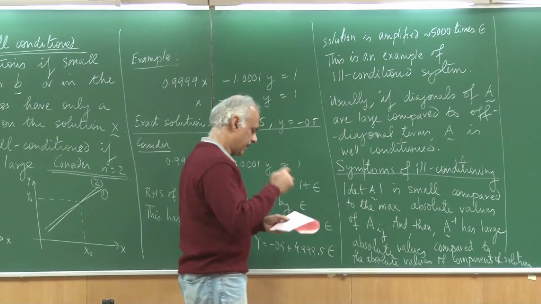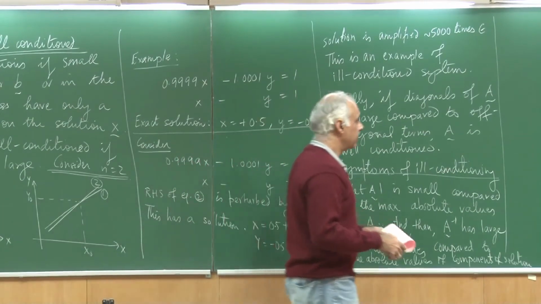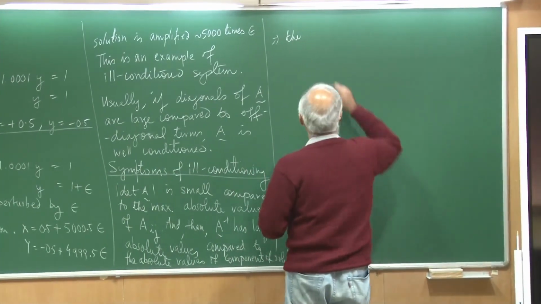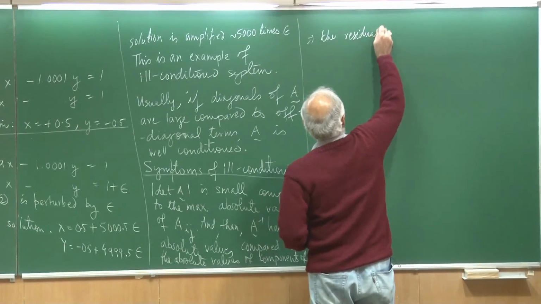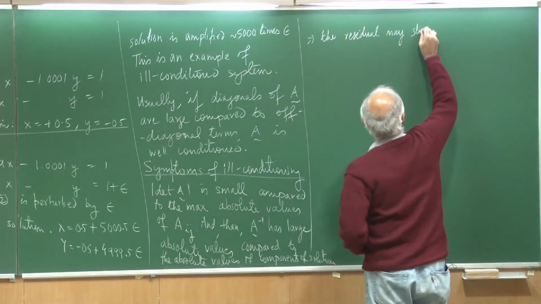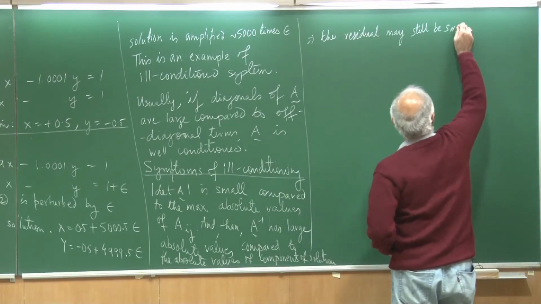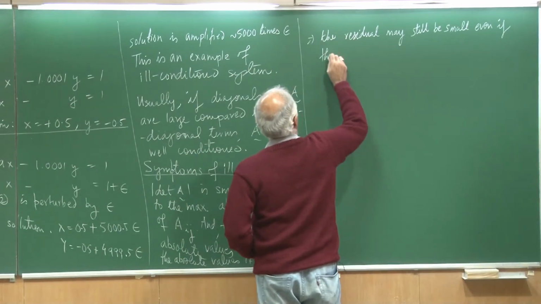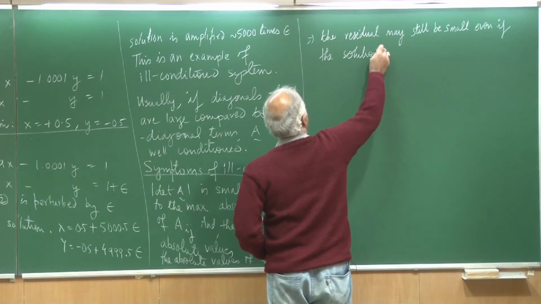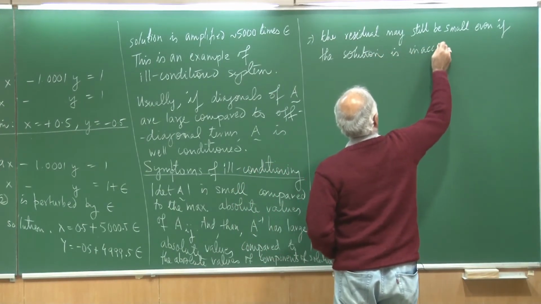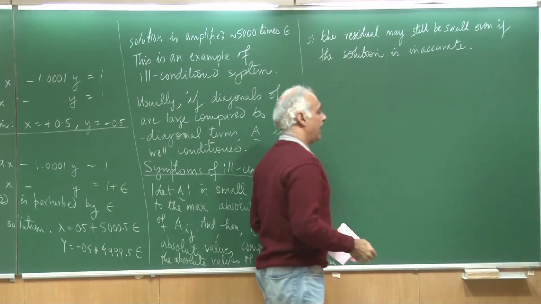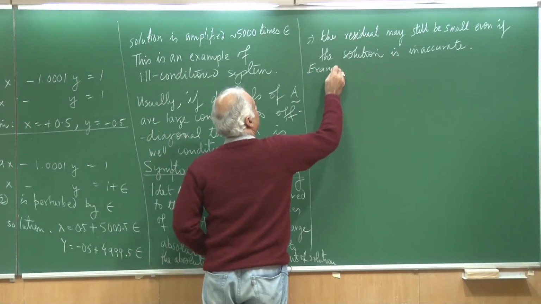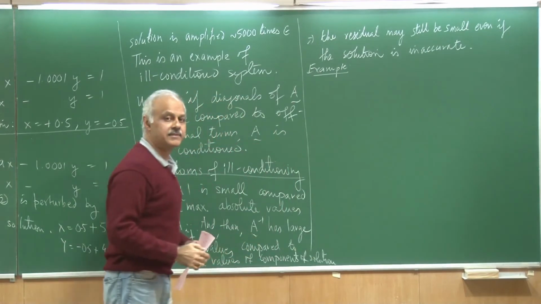Okay? And therefore, what will happen is the residual may still be small even if the solution is inaccurate. I think it is best illustrated through an example. So, I will show you this and then elaborate on what we are looking at.